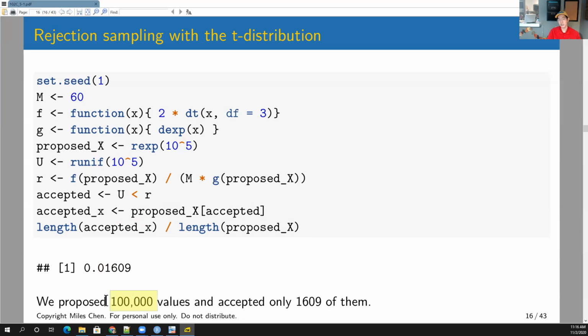We proposed 100,000 values. We accepted only 1,600, okay? So that does not seem like an efficient system, right? It's like you make 100 suggestions, like where do you want to eat?